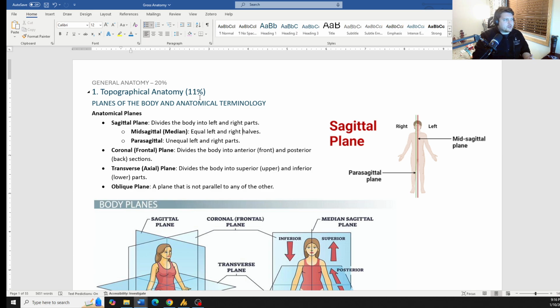So if we do some quick math, with 11% and 20%, there are 255 questions. 51 of them are going to come from general anatomy, and about 5 or 6 questions will come from the topographical anatomy section.